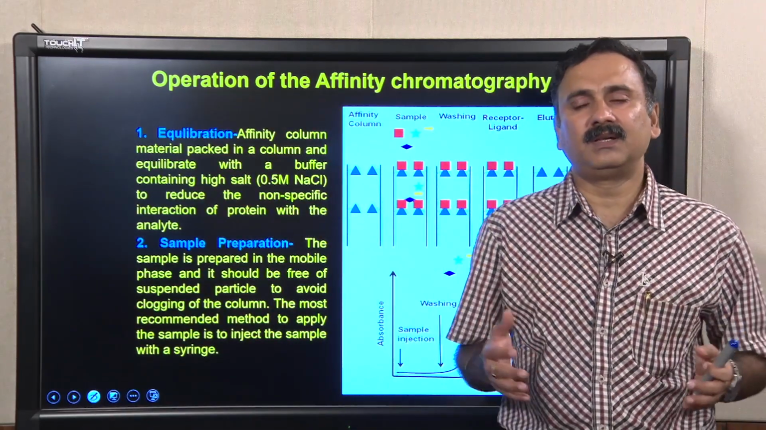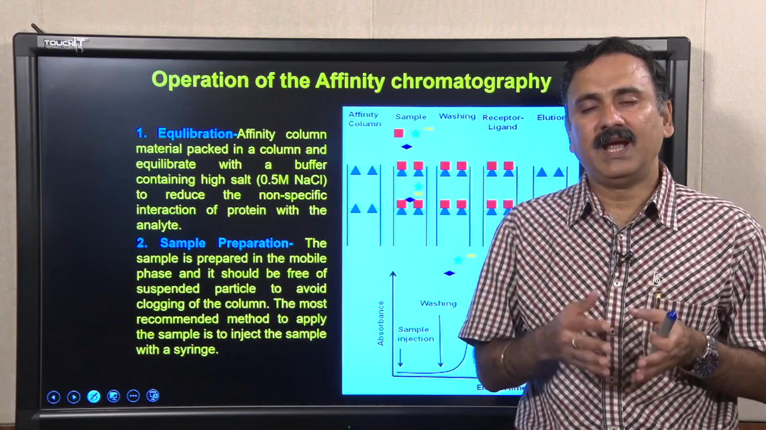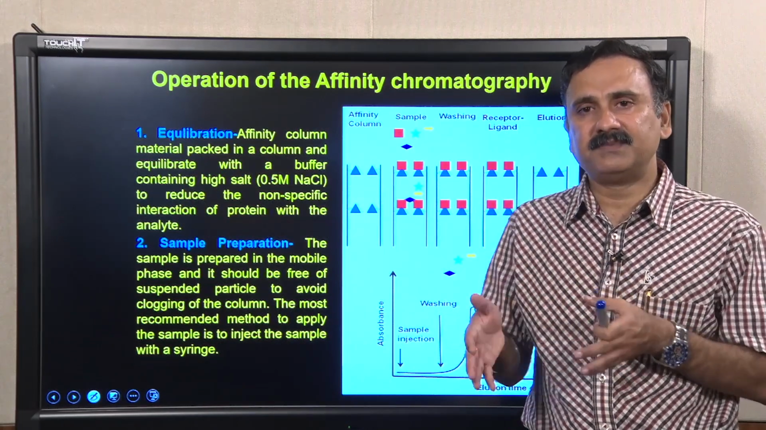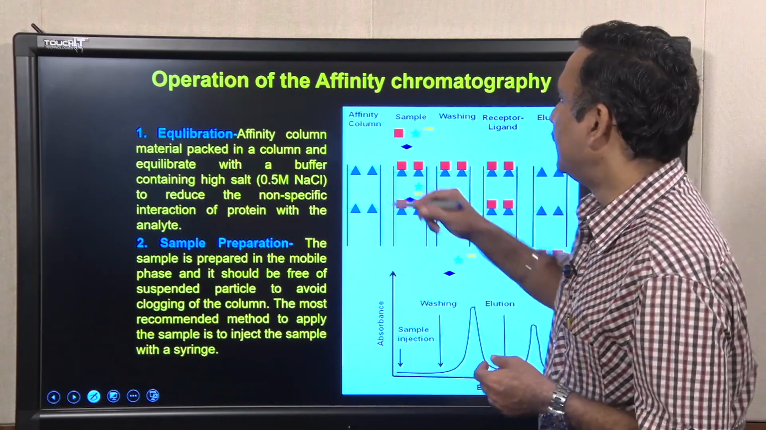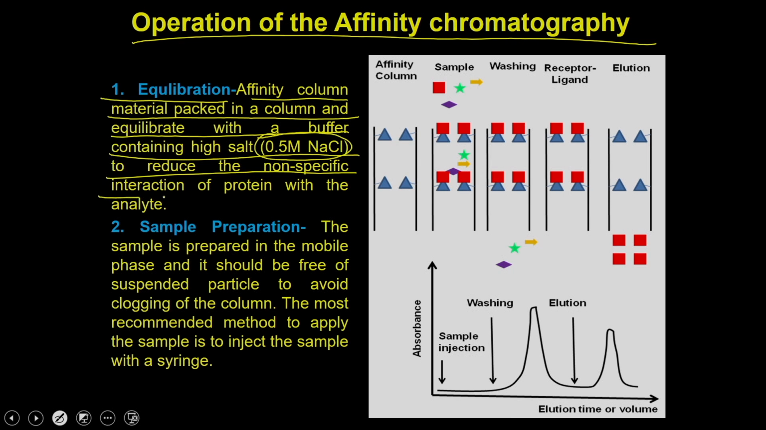Now, let us discuss the operation of affinity chromatography and the different steps involved. In the operation of affinity chromatography, the first step is equilibration. The affinity chromatography material is packed in a column and equilibrated with a buffer containing high salt, around 0.5 molar NaCl, to reduce the non-specific interaction of proteins with the analyte.